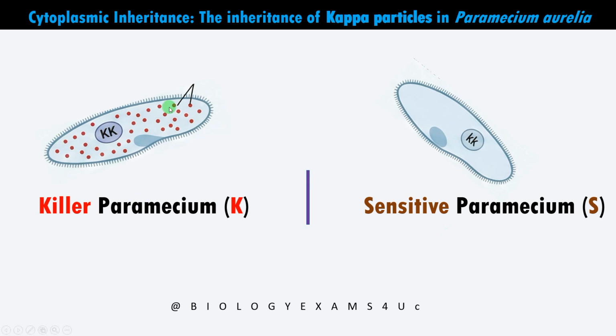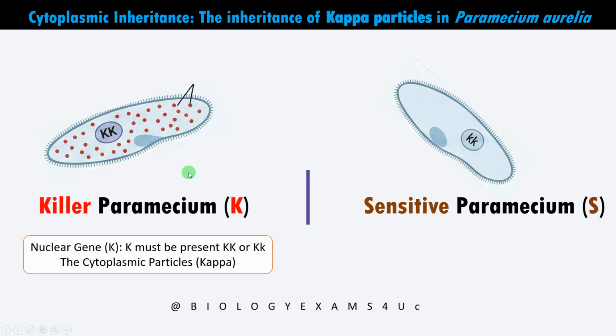To become a killer, the paramecium should have two prerequisites. First one, a nuclear gene which is called as capital K gene, either in homozygous, that is capital K, or heterozygous condition, capital K small k. Along with that, there should be a cytoplasmic particle which is called as Kappa particle. These two things are essential for a paramecium to become killer.